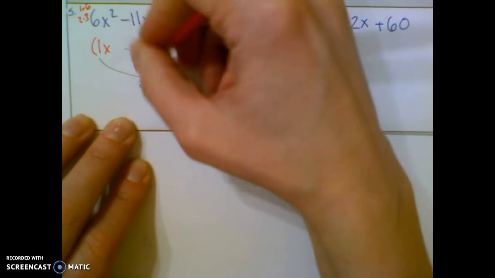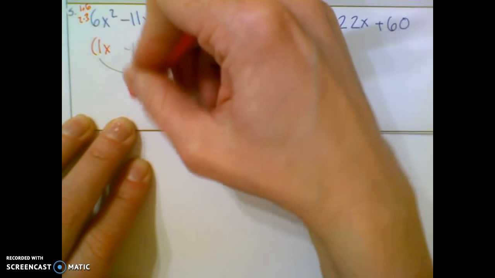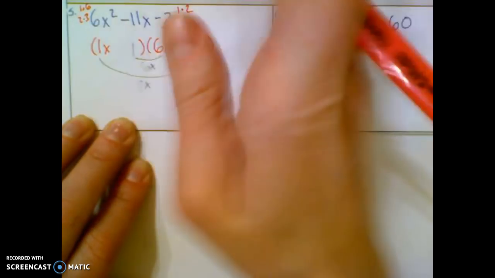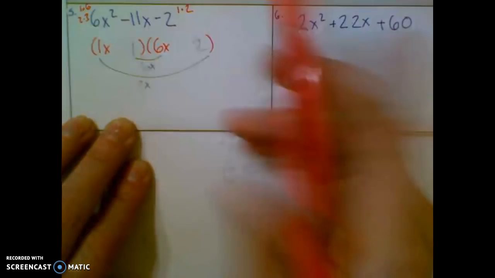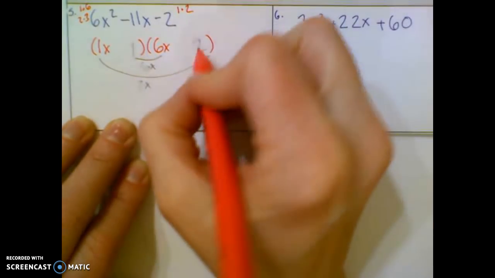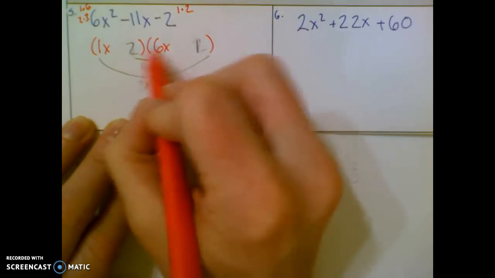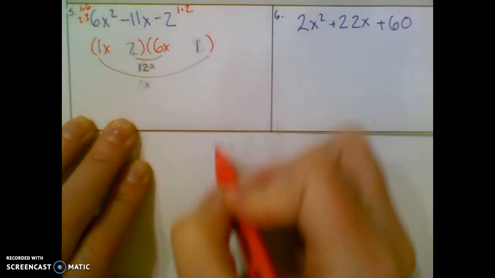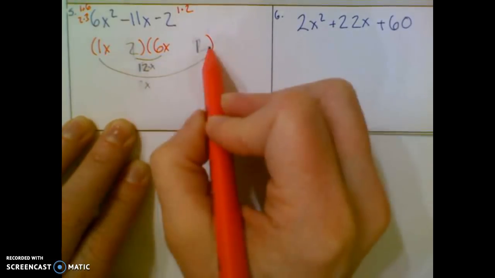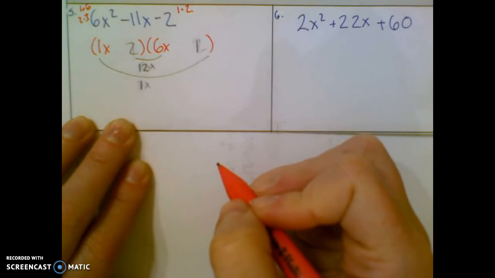So I'm just going to swap these guys around. Always try both directions first, so I'm sure for a fact that 1 and 2 do not work. So I'm going to swap places. So 2 and 1. 2 times 6x is 12x, and 1x times 1 is 1x.